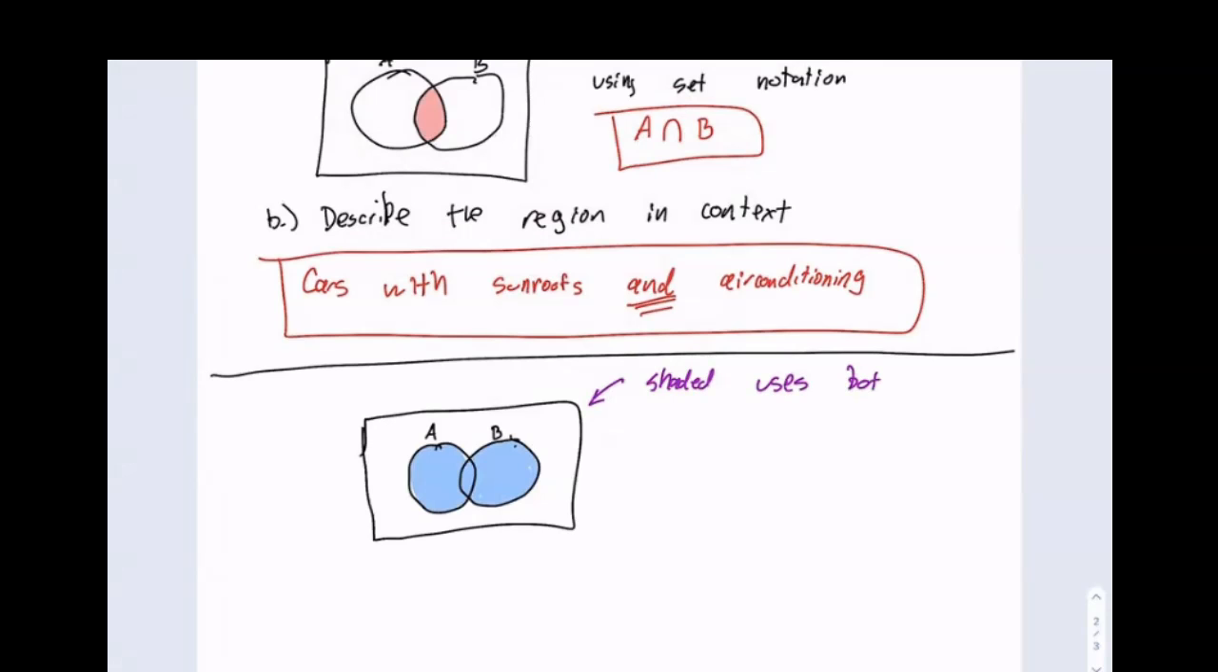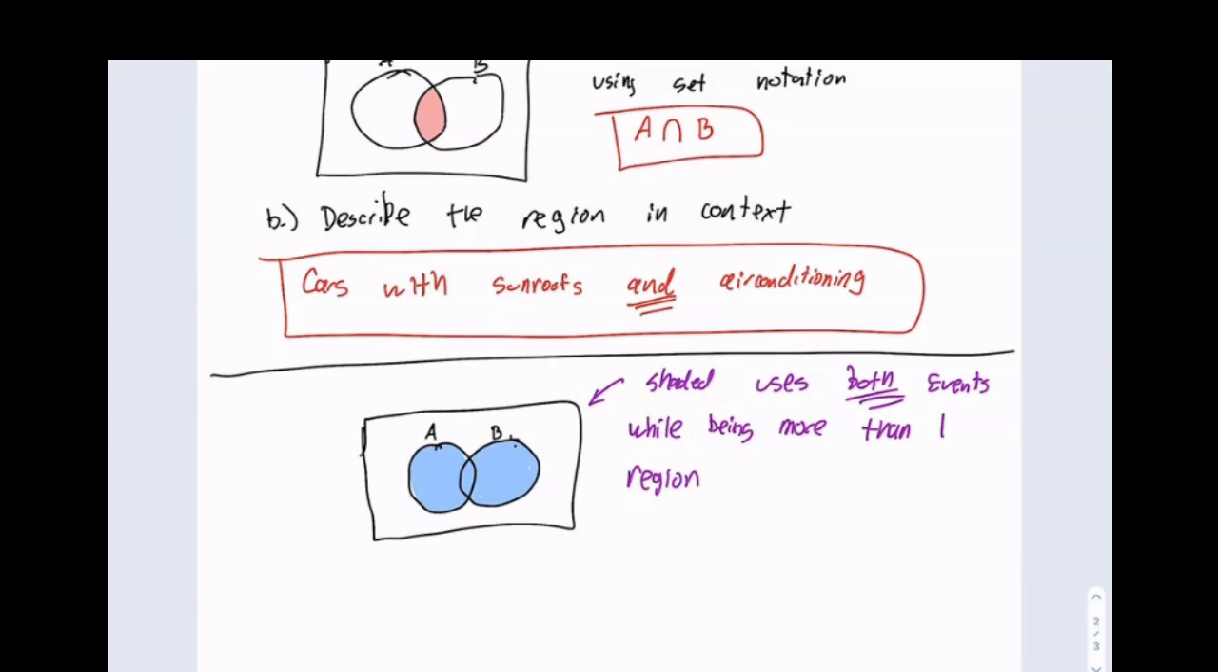uses both events while being more than one region. So remember, if it uses both events but there's only one region, that's an and.